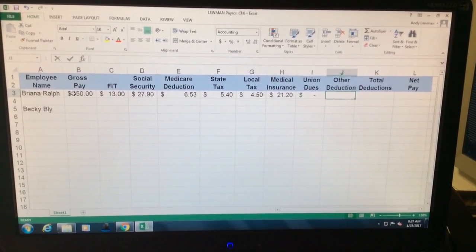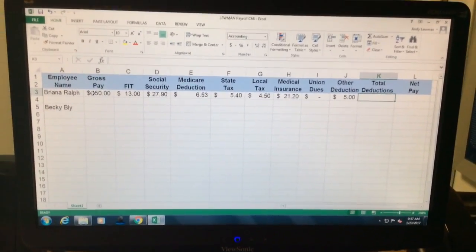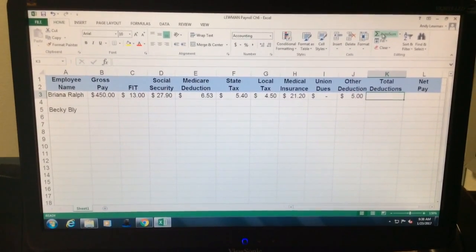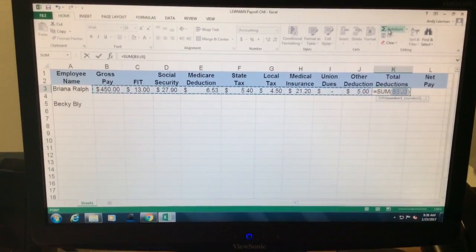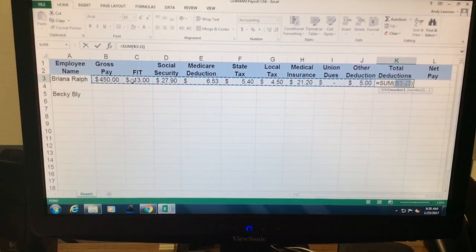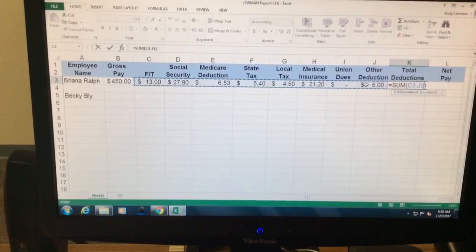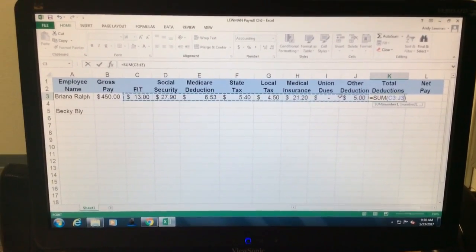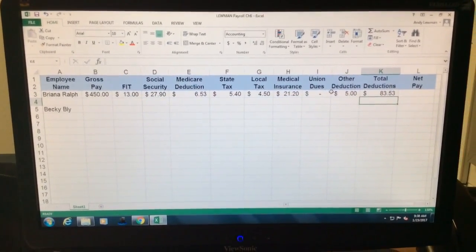After you type in the $5 for the savings account, you're looking to get the total deductions. If you scroll your mouse up to the auto sum button, or the Greek letter up here, and click auto sum, it automatically includes all of those numbers. Now you need to keep in mind as you watch the mouse here, you want to go from federal income tax over to other deductions. So your range should be C3 to J3 if you're going to use the auto sum button for your total deductions. After that you press enter.